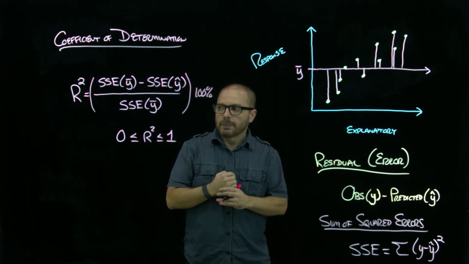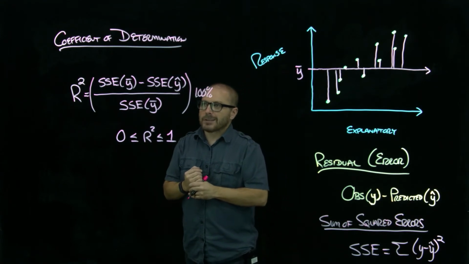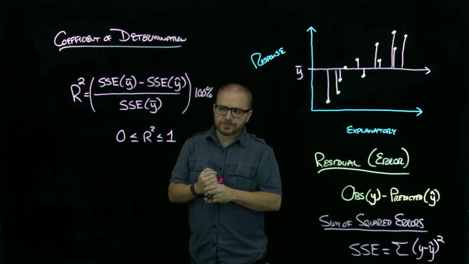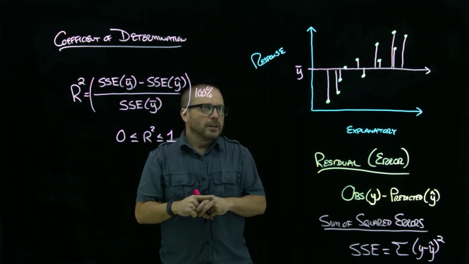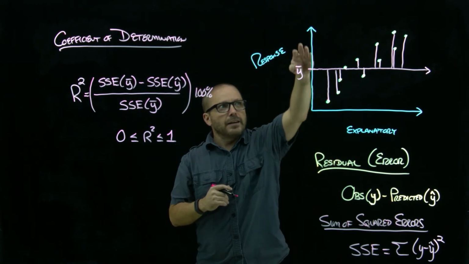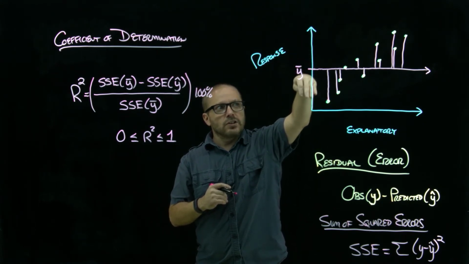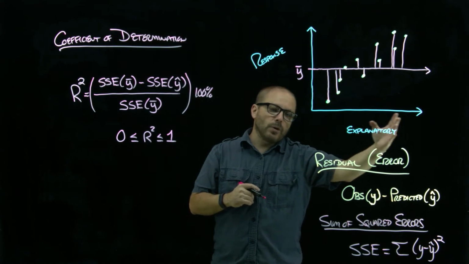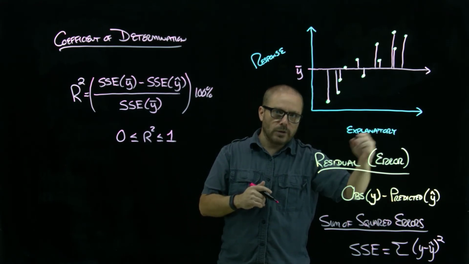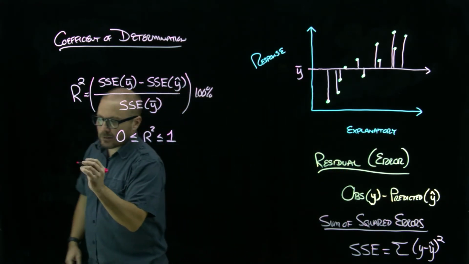You'll see r squared given as both a decimal and a percent, in which case this is between 0 and 100%. And the way we interpret that value is that that percentage is the percent of change in the response that can be accounted for by change in the explanatory. So let me write that out.